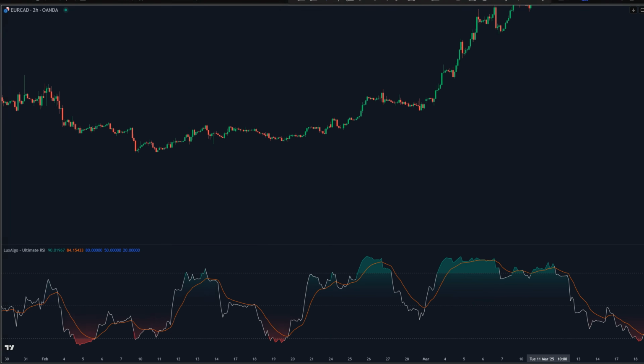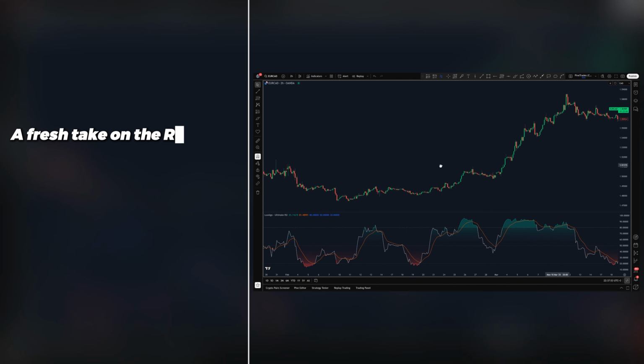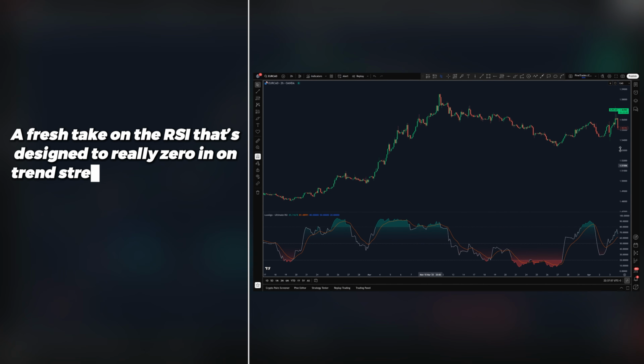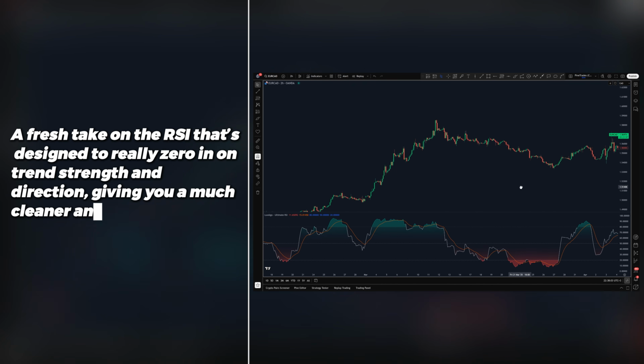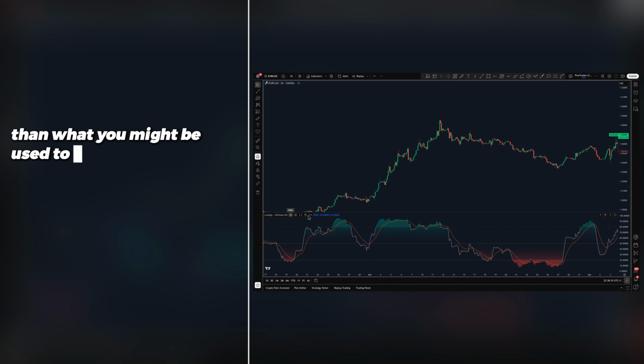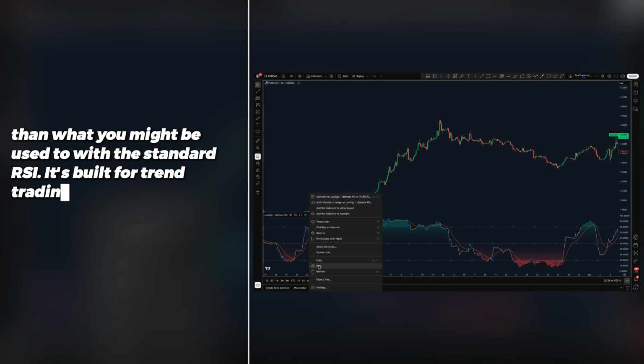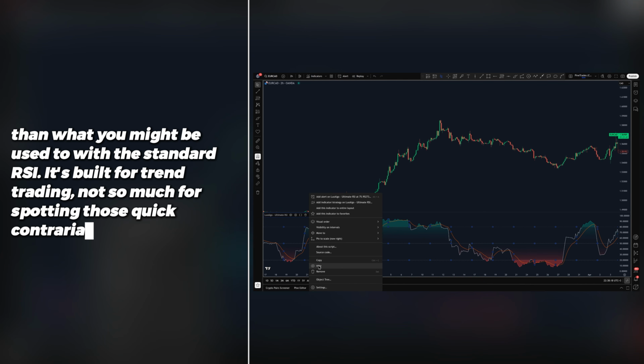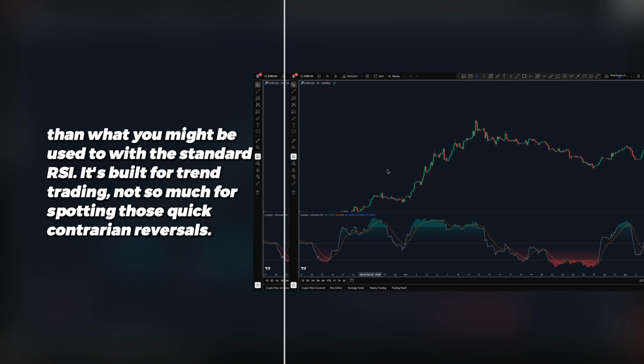So what's it all about? Well, it's basically a fresh take on the RSI that's designed to really zero in on trend strength and direction, giving you a much cleaner and less choppy signal than what you might be used to with the standard RSI. It's built for trend trading, not so much for spotting those quick contrarian reversals.